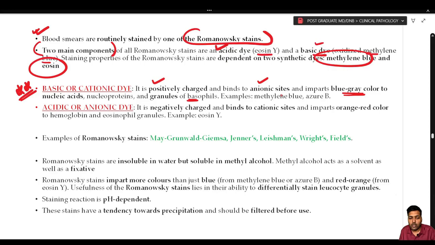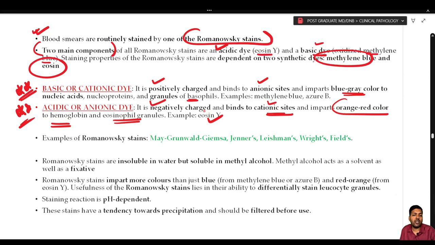Acidic or anionic dyes are negatively charged and they will bind to cationic sites and impart an orange-red color to hemoglobin and to eosinophilic granules. An example of the acidic dye that we see is eosin Y, as we can appreciate over here.